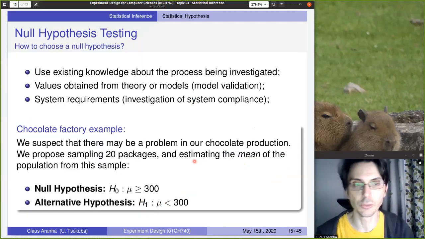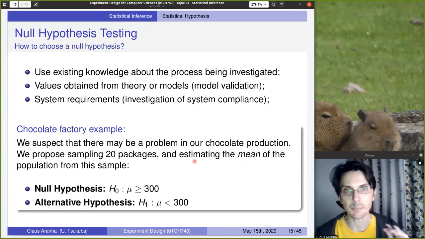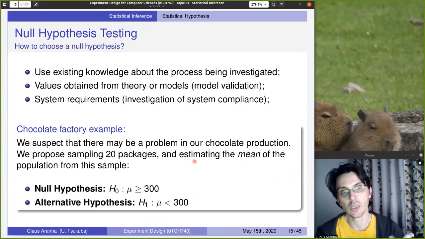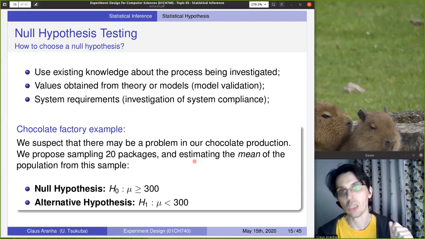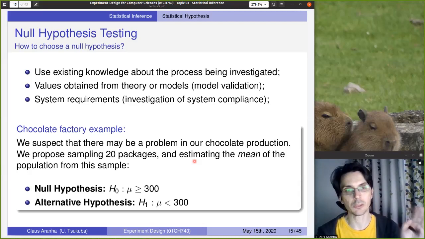So how do we choose the null hypothesis? Well, the idea is that to choose the null hypothesis, we use existing knowledge about the process that we are investigating. For example, the manual said that the factory should produce 300 grams. So that's our null hypothesis. Things are as expected. Or for example, if you are doing an experiment to validate a model, you can use values from the model that you are trying to validate as your null value.